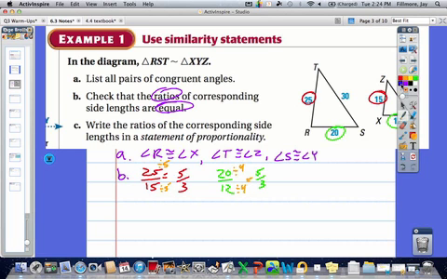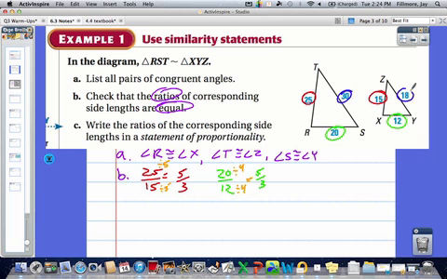When I pick my last pair of sides, it should also reduce to 5 over 3, so 30 over 18. You can divide both of these numbers by a common factor of 6 and end up with 5 over 3. So yes, I end up with 5 over 3 for all of these. So yes, my sides are all proportional because those ratios are all equal to each other.